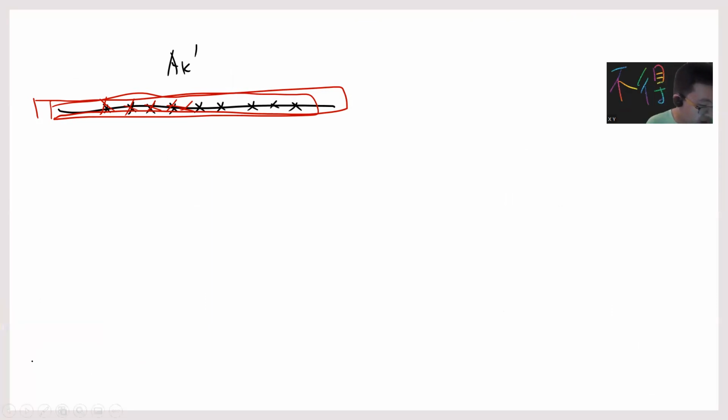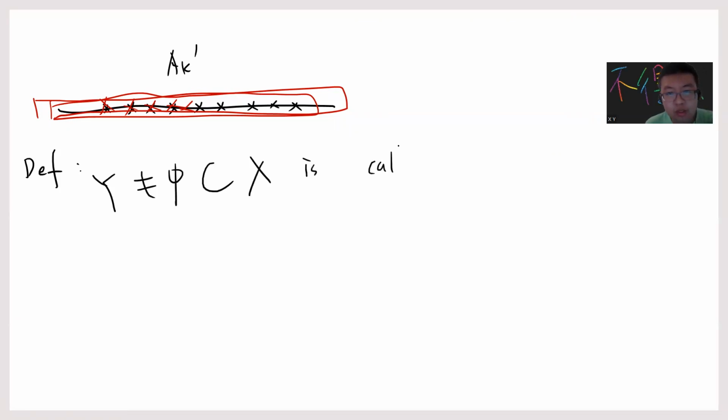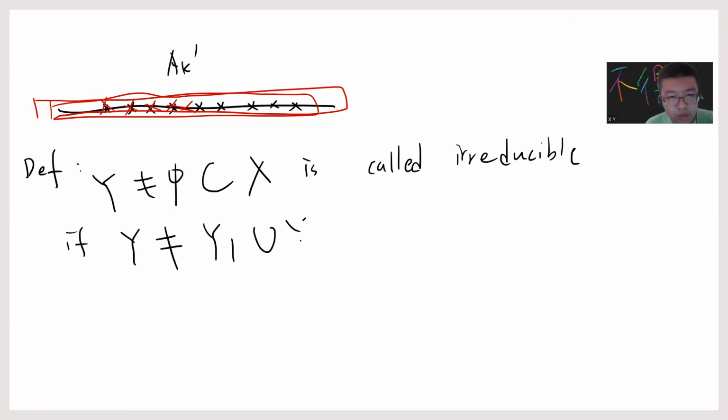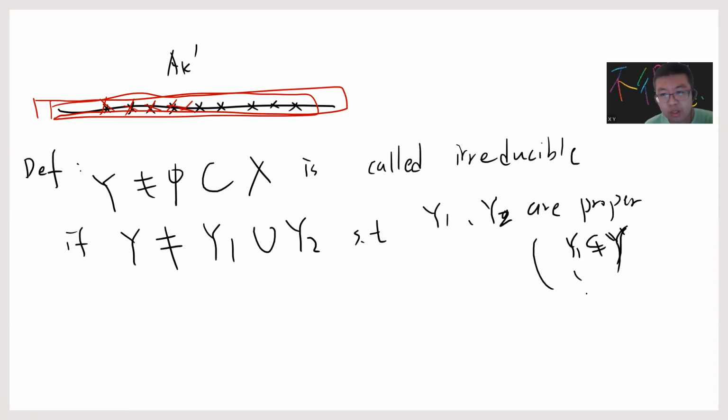Okay, so let me give you a definition. A non-empty subset Y of X is called irreducible if Y cannot be written as Y1 union Y2 such that Y1 and Y2 are proper, meaning Y1 and Y2 are different from Y, and each one of which is closed.